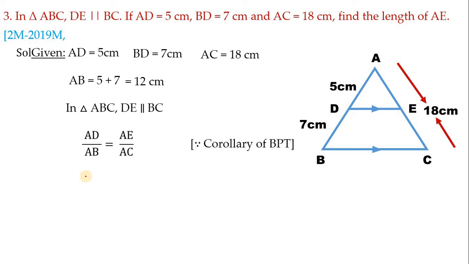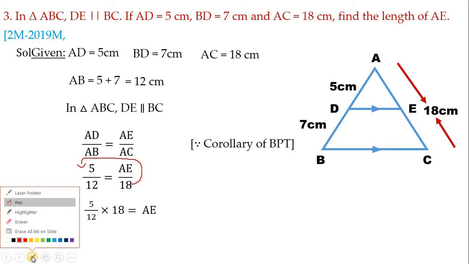Now let us substitute the values, children. See, AD value is 5, AB value is 12, AE value we wanted to find, let it be as it is, and AC value is 18 centimeters. Substitute the values. Now let us do cross multiplication. Here in the denominator 18 is there, so you transfer it to this side. It will become multiplication, children. Instead of cross multiplication, directly you can do it like this also. If you want, do cross multiplication and then transfer. That is your wish, not a problem for us.